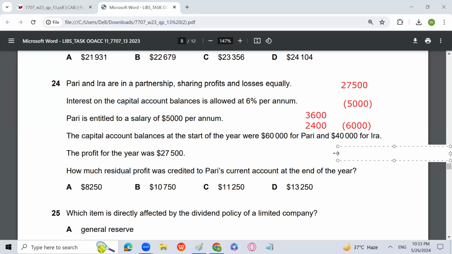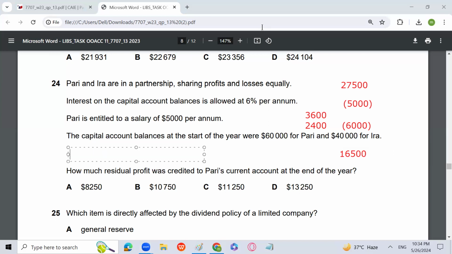So what is going to be the answer? 16,000 is the profit. I think I've written it wrong. 16,500 is the profit. So 8,250, A will be the answer. So A is going to be our answer. That is simple. Next MCQs.